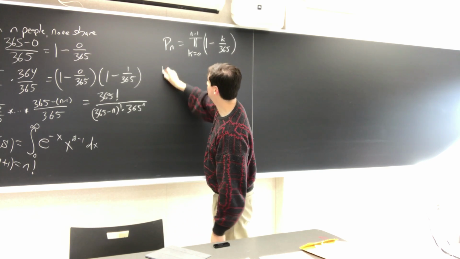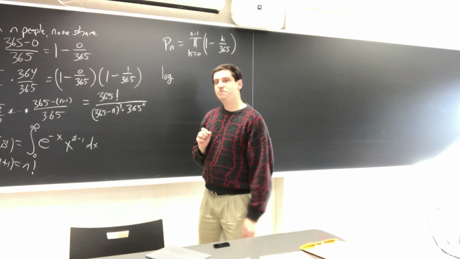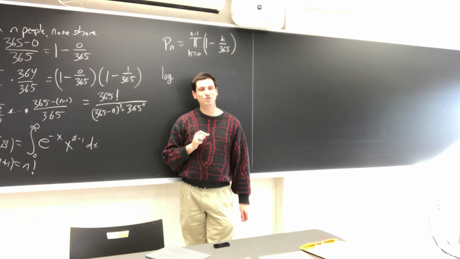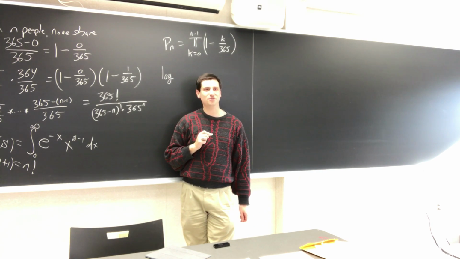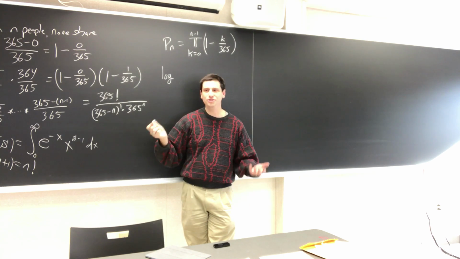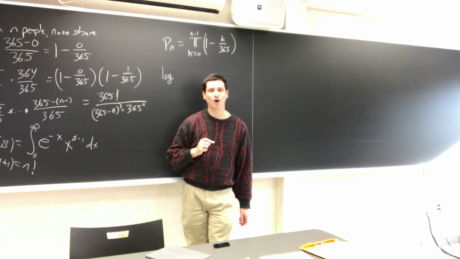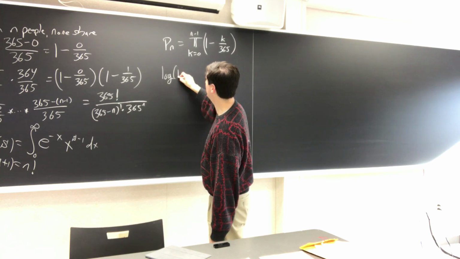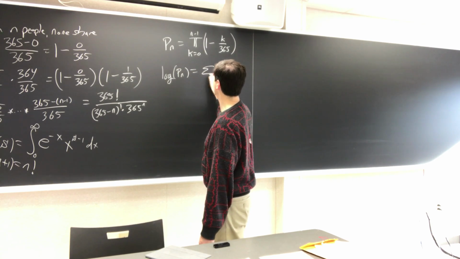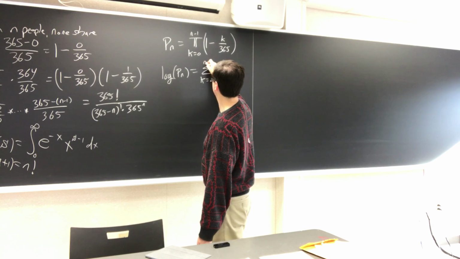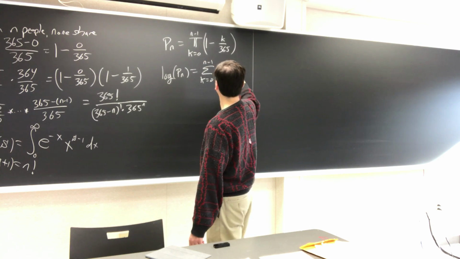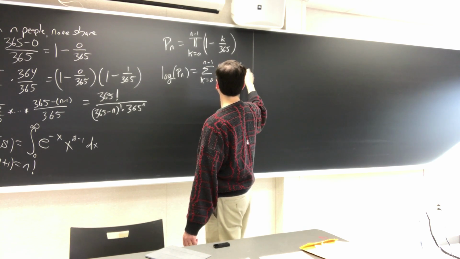So if we take the logs of both sides, and to make life painful for you, once you get to college, you use log for the natural log, and you do not use ln anymore, because of course you're doing things base e. Why would you do things base 10? So log always means the natural. So the natural log of Pn is now the sum, k goes from 0 to n minus 1, of the log of 1 minus k over 365.